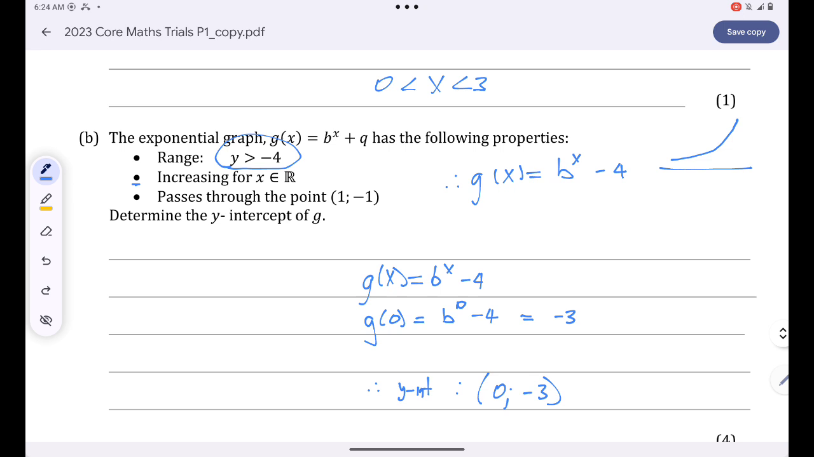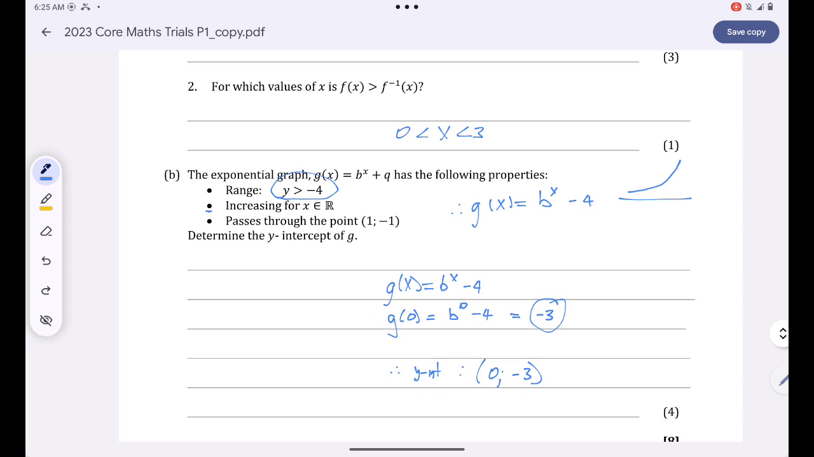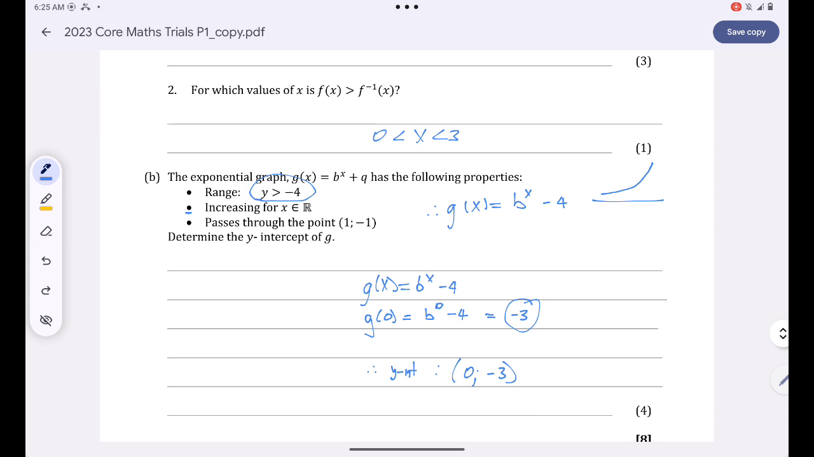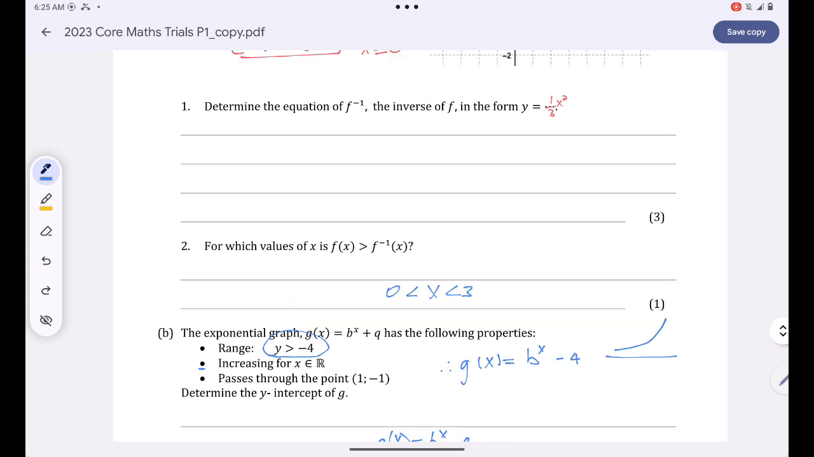This is how, guys, you were supposed to determine the y-intercept. You didn't have to find the value of b first and then find the y-intercept, because whatever value it is, at the end of the day you will get negative 3 as your y coordinate whenever your graph cuts the y-axis. So that's how you're supposed to deal with this question.